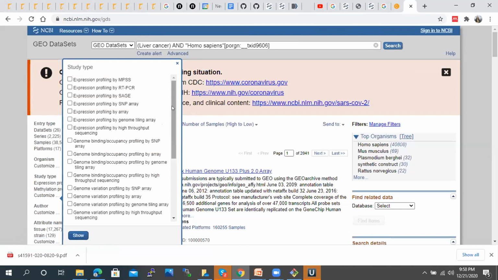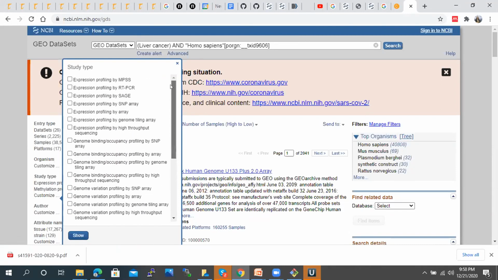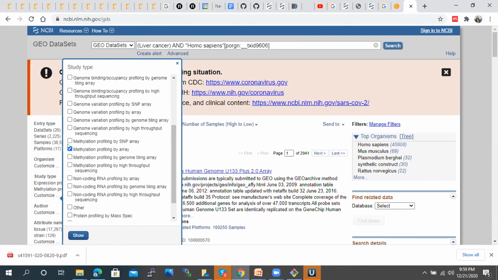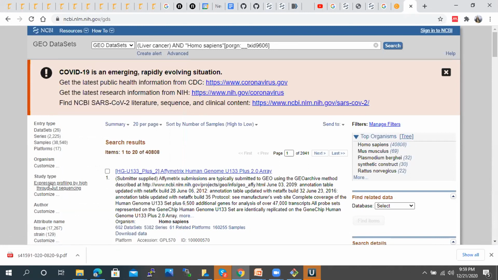Here we are interested in high throughput sequencing data. So I'm selecting this particular option, expression profiling by high throughput sequencing. I've unchecked all other options. Let me just show. Once we show that, you just need to click on this.